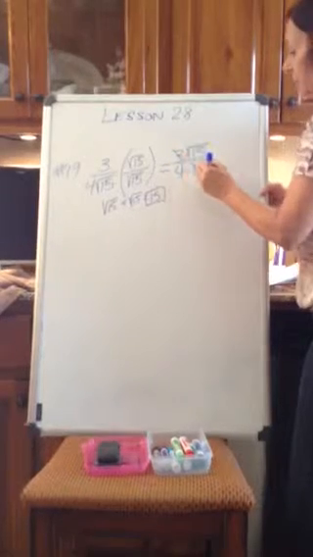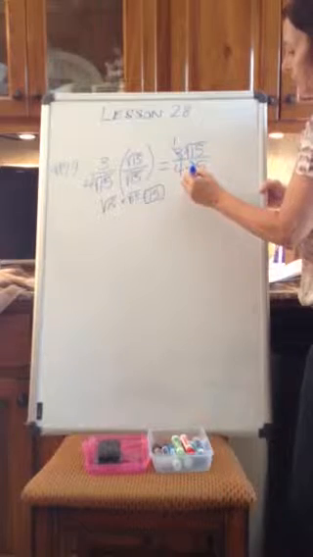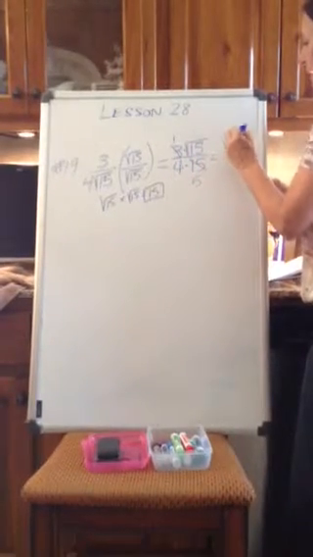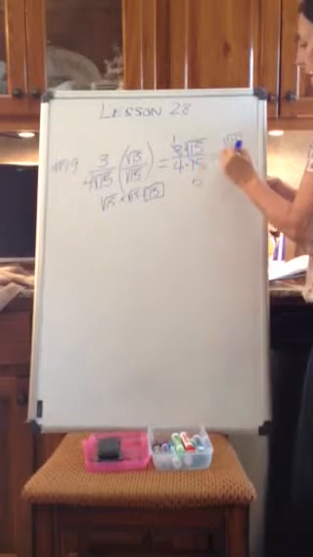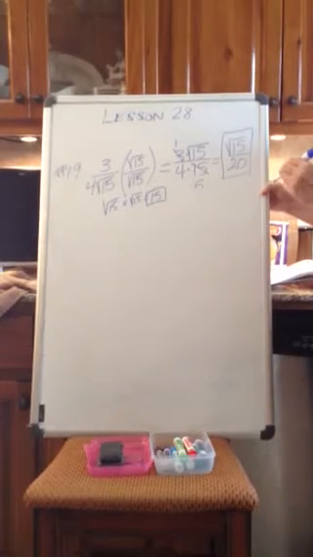3 and 15 can be reduced. 3 goes into 3 one time. 3 goes into 15 5 times. And I'm left with the square root of 15 over 4 times 5, which is 20. And that is my most simplified answer.